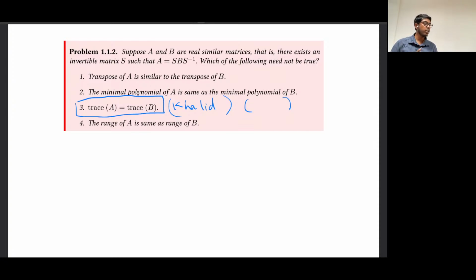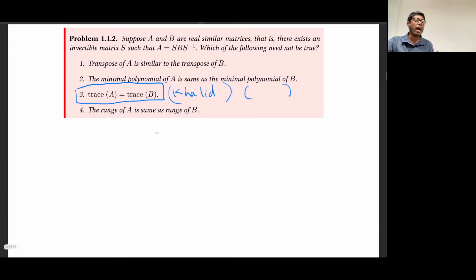See, A and B are similar matrices. Let's see what is the relation between the eigenvalues of A and B, because if we can see that, then we are done. Then we can say something about the trace. So let's talk about option 3 first.